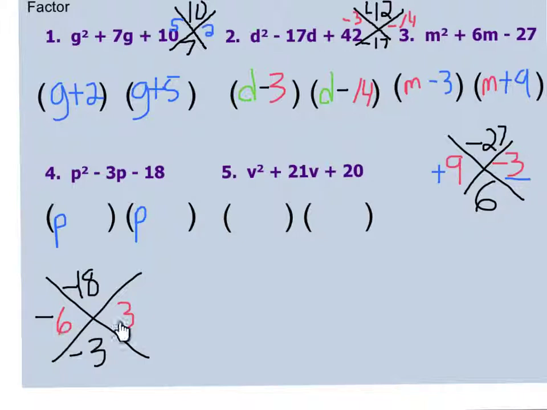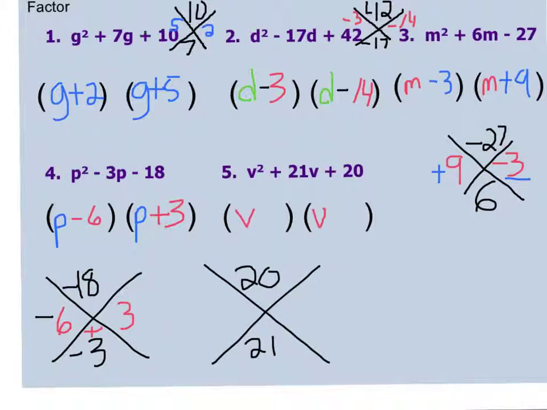But if I add these, I get negative 6 plus 3 is negative 3. So I'm going to make sure I do a minus 6 and a plus 3. It does not matter which one goes in which parentheses. That does not matter. But it does matter that the 6 is negative because if the bigger number is negative, you have extra negatives left over.